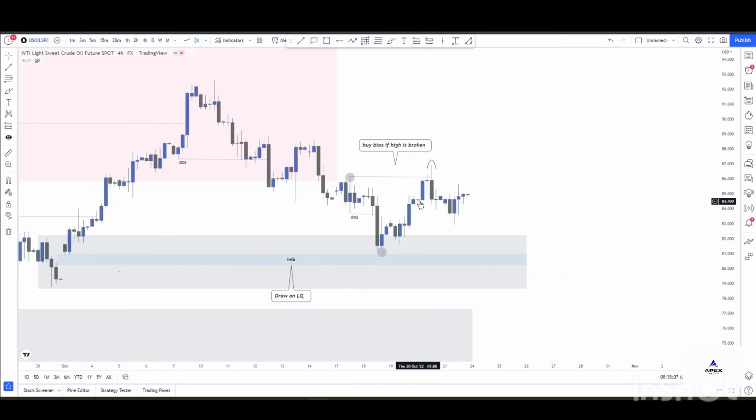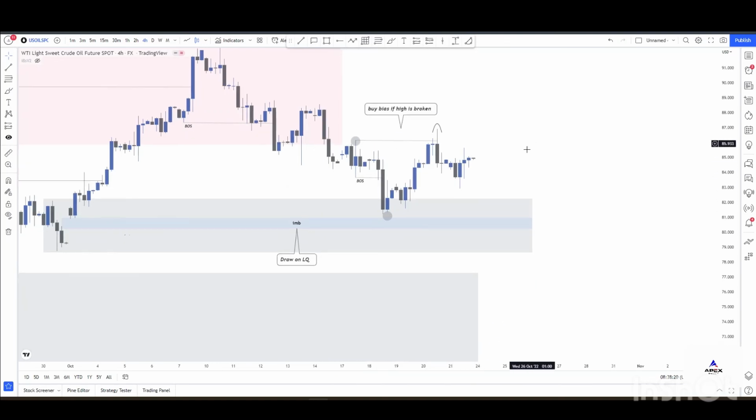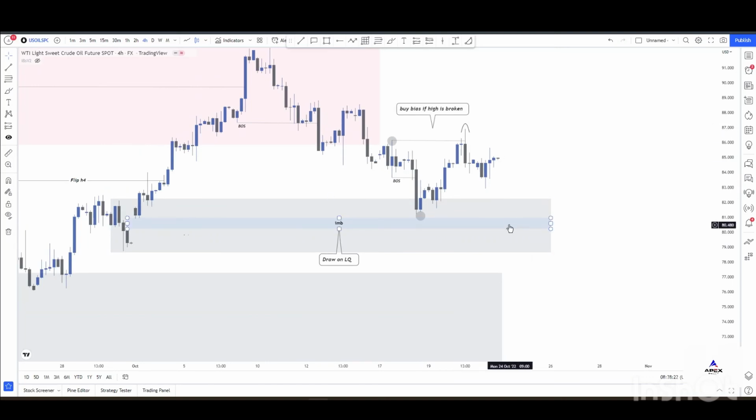Last week we had a push to the upside, but price didn't close above that, so this is more like a V-shaped recovery. Price just tapped it. It looks more like a liquidity grab. That's a liquidity grab, a V-shaped recovery. So there's high possibility that price may still push back lower.